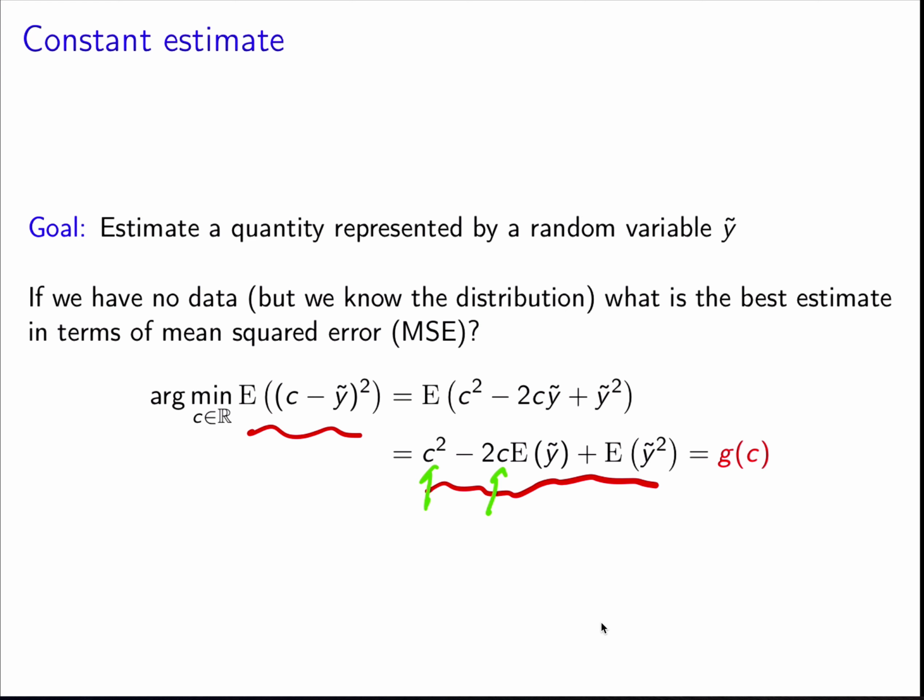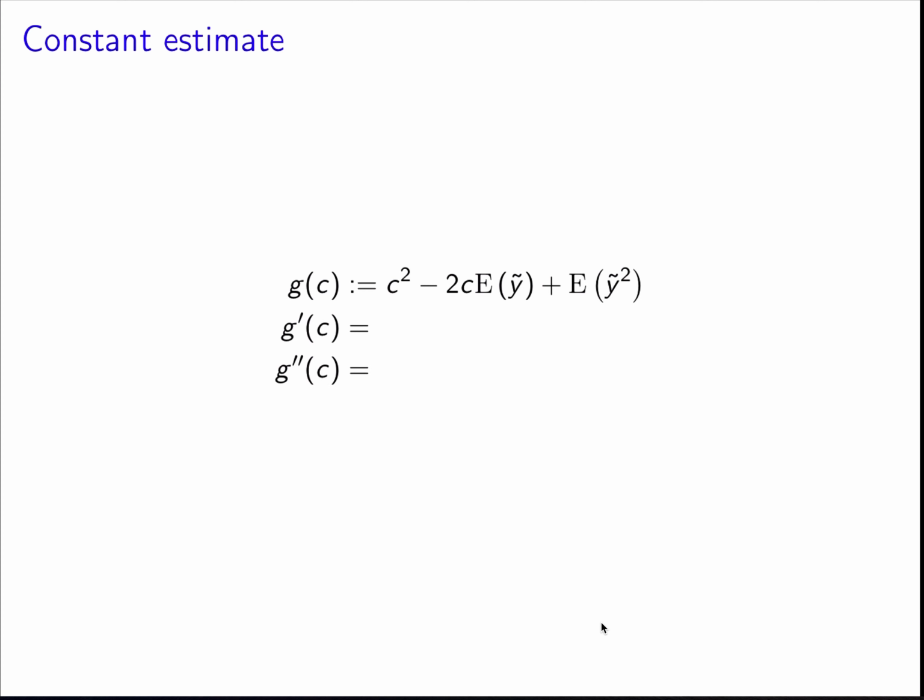This is a function in one dimension, so the natural thing to do is to just compute its derivative and second derivative. If you remember your high school calculus, the derivative is equal to 2 times c minus the mean. Again, it's very important to stress that the mean and the mean square here are just constants. This is just a function of c. Once we have taken these expectations, there's nothing random about this, these are just deterministic constants. Now we take another derivative and we end up with a constant second derivative.